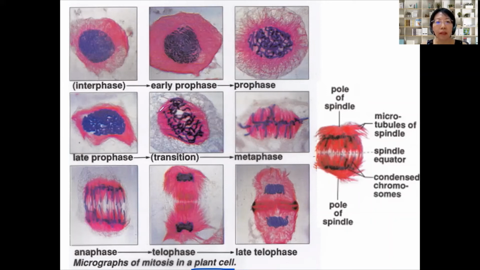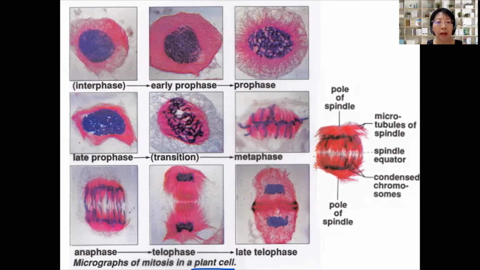Now this is still prophase. This is still prophase. Metaphase is when you can see all the chromosomes aligned at the equator. The red color lines are the spindle fibers. Now anaphase is when you can see V-shaped chromosomes, and you've got two sets of them, both moving to opposite poles.